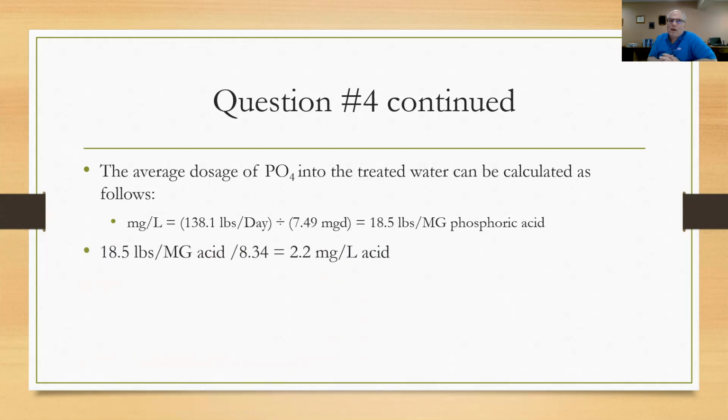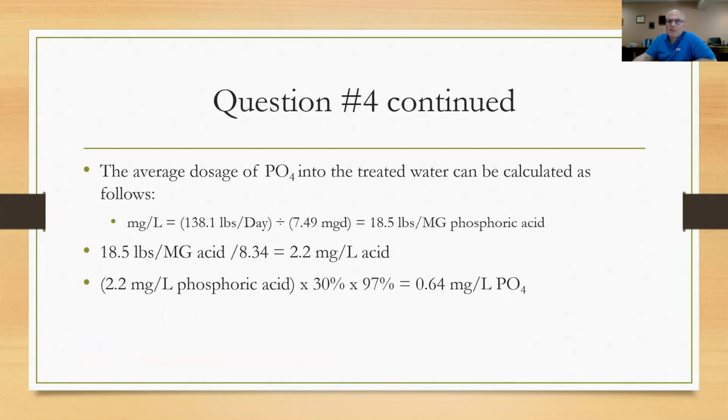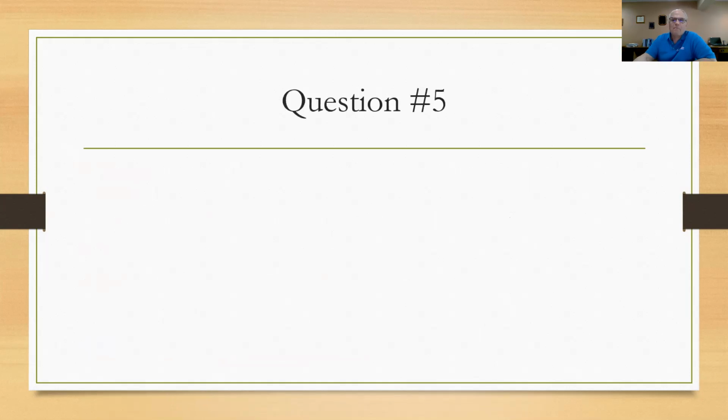I take that 18.5 pounds per million gallons divided by the 8.34, and I see I get a dosage of 2.2 milligrams per liter acid. And we know that only part of that is the phosphate that we're looking for, and that was the question. I'm going to take the 2.2, multiply it by 30, multiply it by 97%, and come up with a dosage of 0.64 milligrams per liter PO4. Hope you got that right.